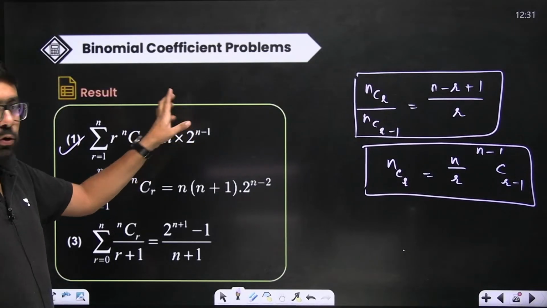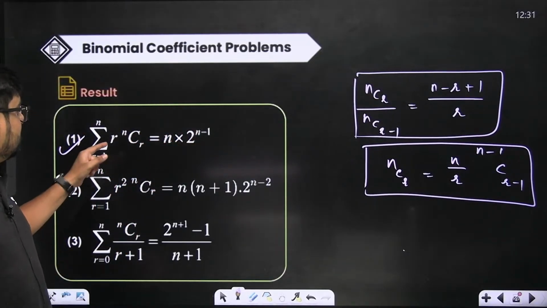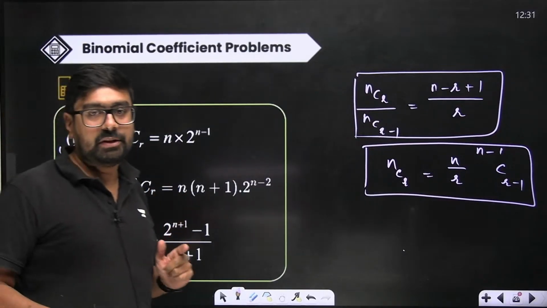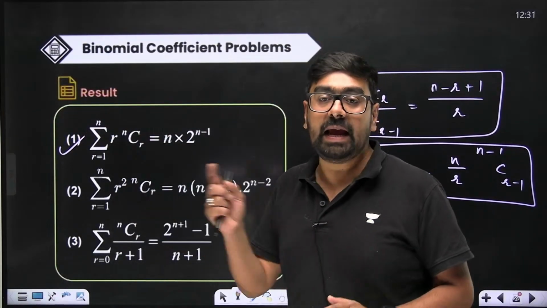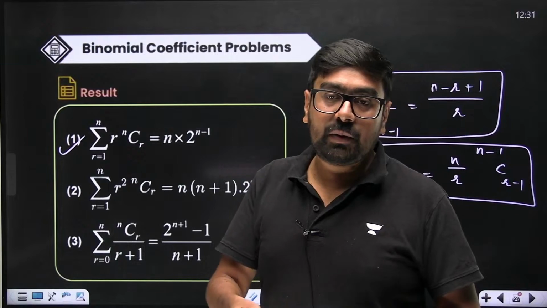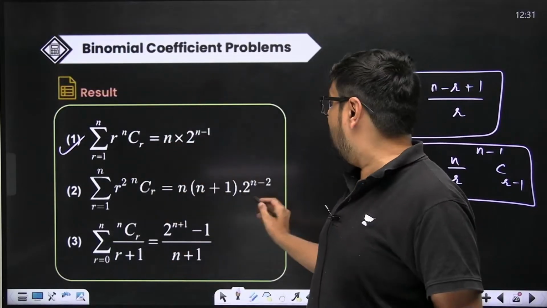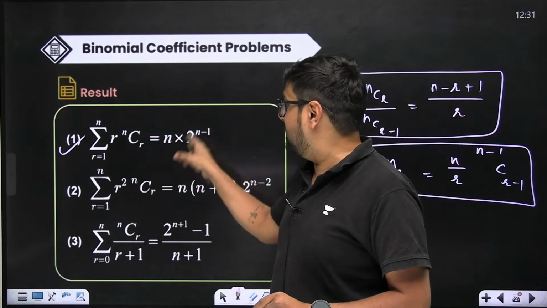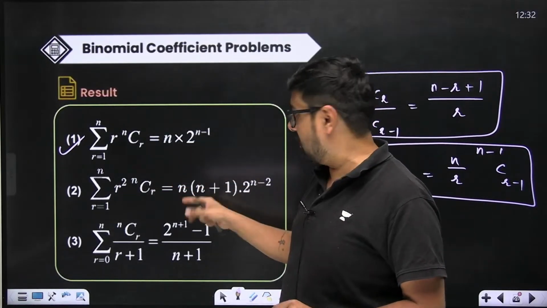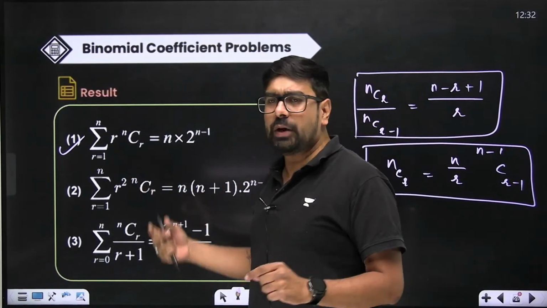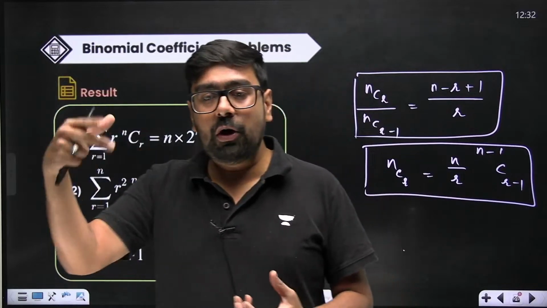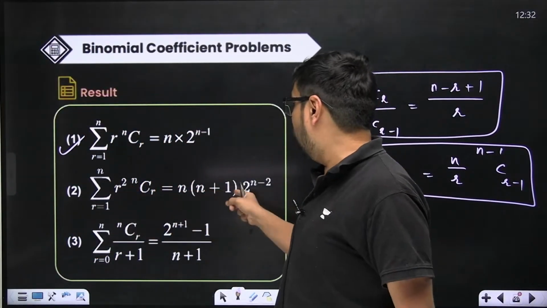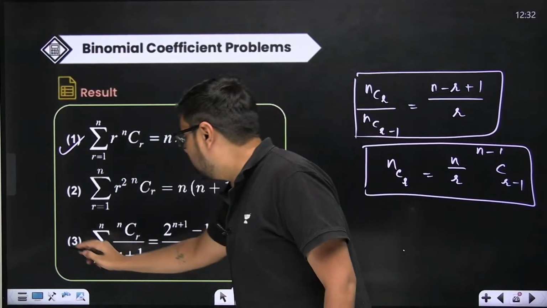will be equal to n multiplied with 2 to the power n minus 1, r starting from 1 to n. Summation of r square nCr will be n multiplied with (n plus 1) multiplied with 2 to the power n minus 2. I think you can remember it like this: differentiate it once again, so n into (n plus 1) will come over here, right? Or you can remember it with the help of the formula of the sum of the first n natural squares. n into (n plus 1) multiplied with 2 to the power n minus 2, then this one.